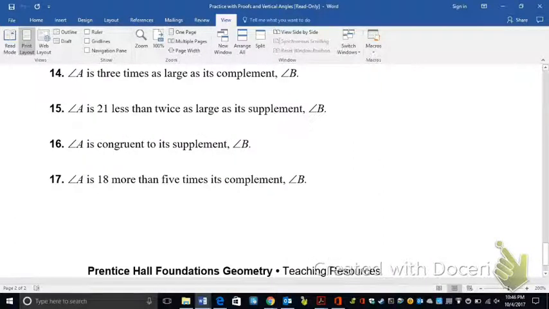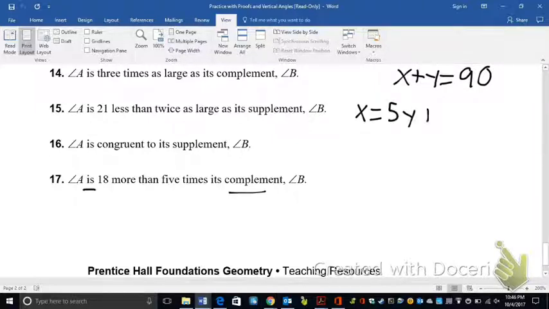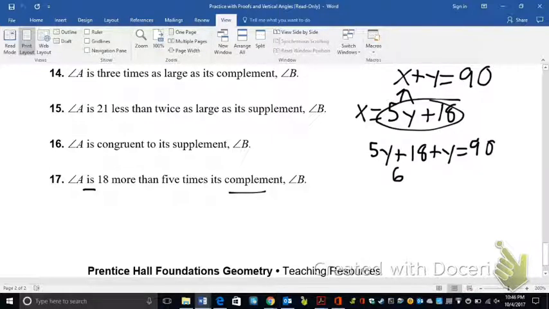Now this last one I am going to work out. So again, we are told that these two angles are complements. X plus y equals 90. We then know that x is 18 more than 5 times its complement. So let's put down 5 times its complement, 5y, plus 18. Plug that in, because really what we're looking for is the measure of angle A and the measure of angle B. Right now those are being hidden under x's and y's. So we're going to write it out. 5y plus 18 plus y equals 90.